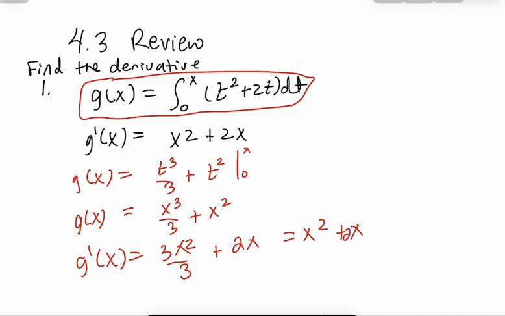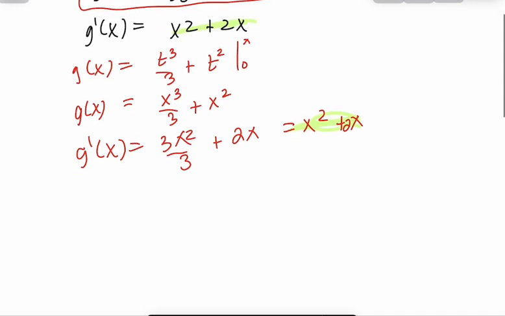So as you can see, why would you go about doing the integral just to undo it and do the derivative? The derivative of an integral is the function inside. Does that make sense why that happened the way that it did? Either way, the answer to this question is x squared plus 2x. As soon as I take the derivative of the antiderivative, I'm right back where I started.